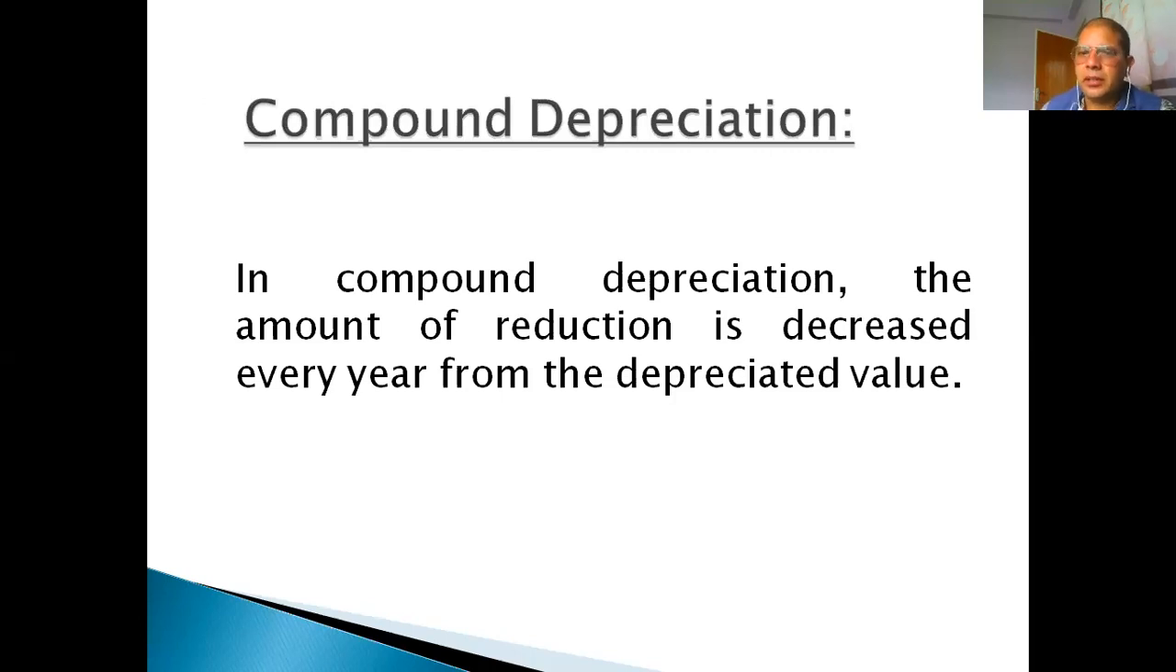In compound depreciation, the amount of reduction decreases every year from the depreciated value. So you take a certain percent each year. First year 10%, second year is 10% of the previous year's value, then another 10% of that previous year's value. So you take each year's value as a base. If the population of 2060 is some number, say 1 lakh, and it is depreciated by 10%, then it is 90,000.